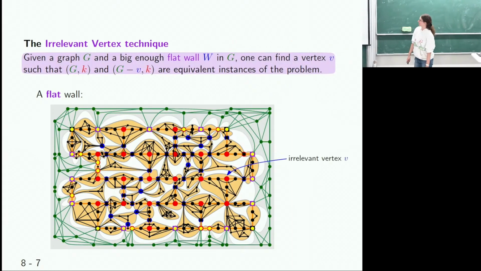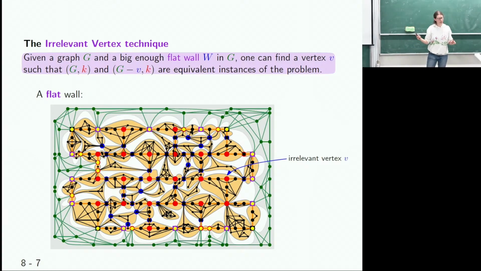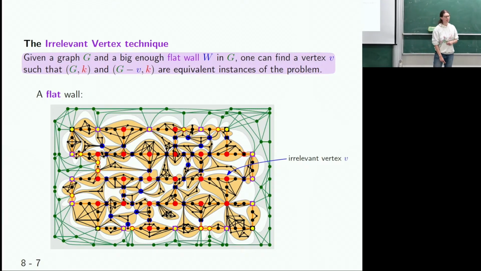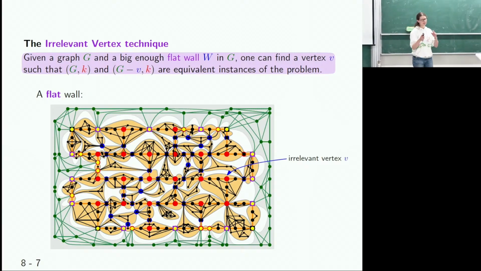And essentially what you can say is that if you find a flat wall in your graph, then you can find a vertex v in this flat wall that is irrelevant, which means that (G, k) is a yes instance if and only if G minus v, k is a yes instance. So if you find such a vertex v, you can just remove it and recurse again and again, which is nice. So the question is how to find such a flat wall.